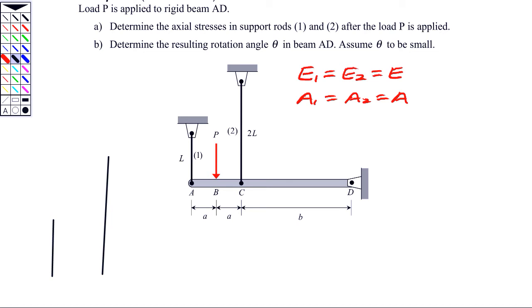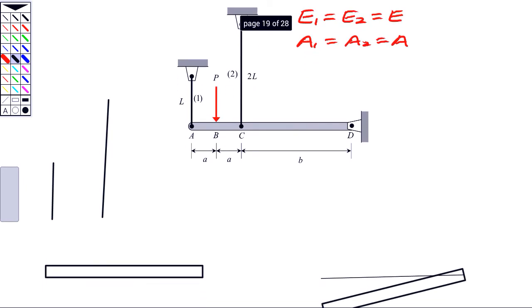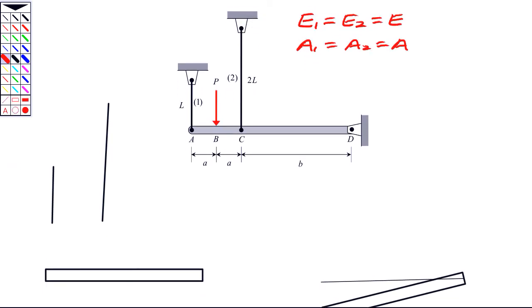Our first step, of course, is to draw FBDs. So let's draw free body diagrams of segments 1 and 2. We know that they carry only an axial load, so this will be F1 on both ends here. By Newton's third law, there's an F1 force acting on the bar. The load carried by member 2, it's a 2-force member, so that's F2. By Newton's third law, there's an equal and opposite force there of F2.